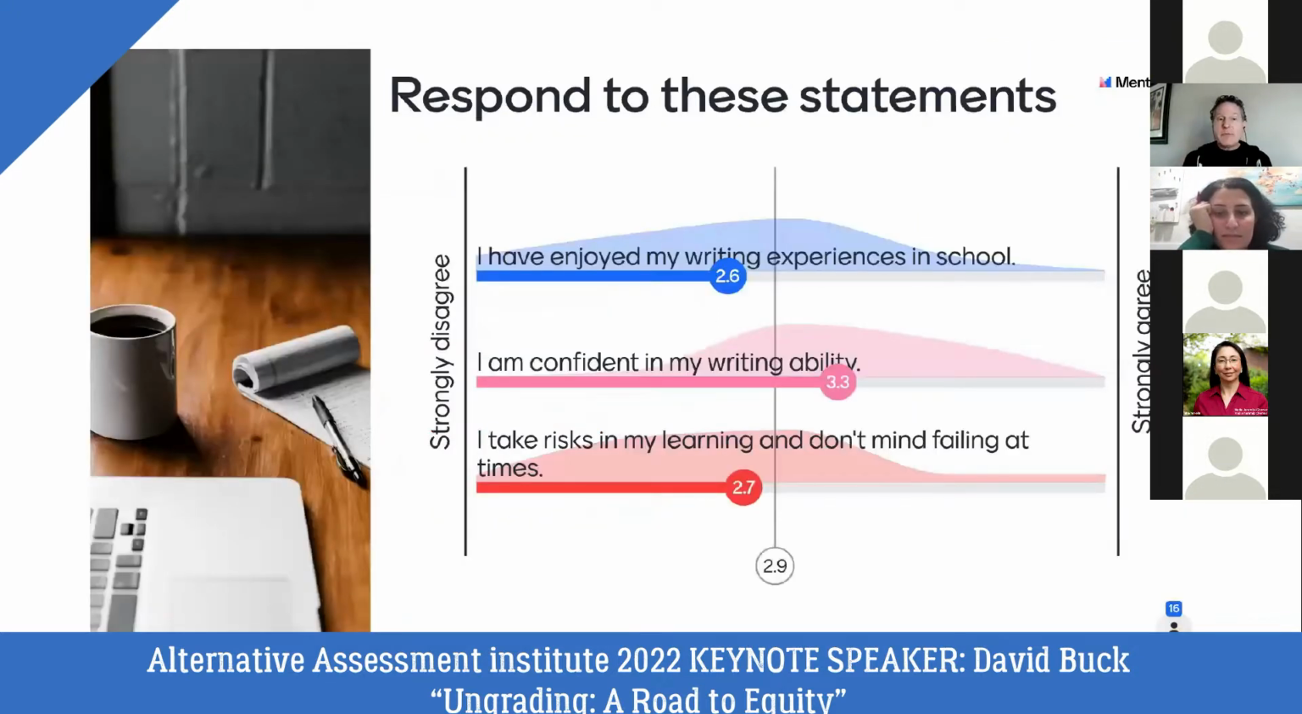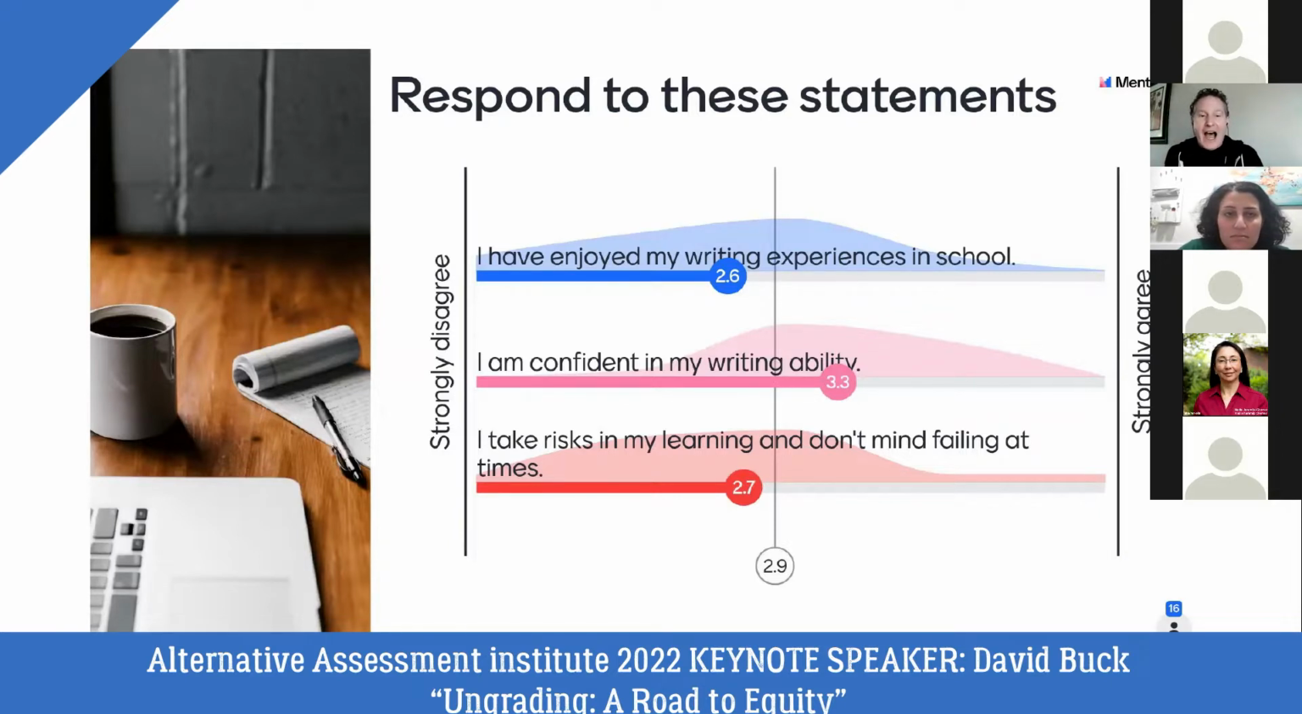I gave the very same students this survey, and I asked them to rate on a scale of about 1 to 4 whether they agree or strongly disagree with these statements. And if you notice, many of them don't enjoy writing experiences in school, but 3.3 out of the 5, they actually have writing confidence, which is a weird dynamic, that disconnect there between enjoyment and confidence. So where are they getting that confidence? That's what I would like to know.